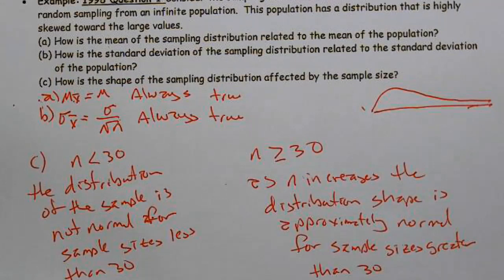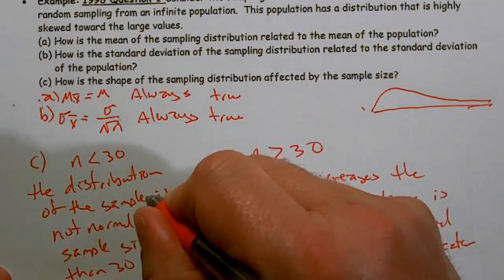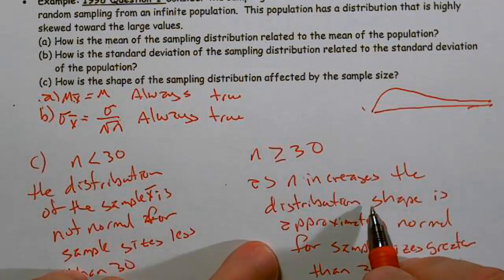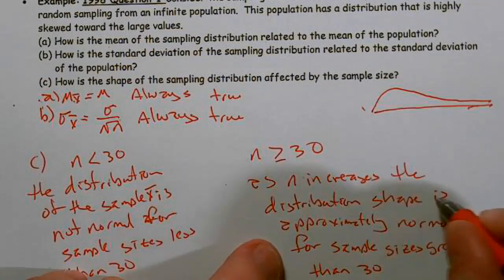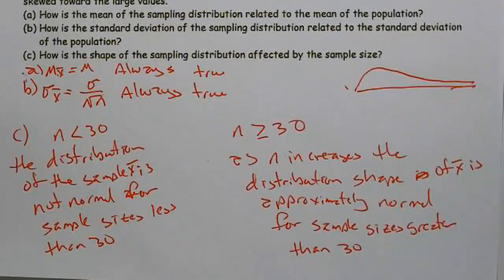And then as n increases, the distribution shape of X bars is approximately normal. And make sure you talk about the means. The distribution of the sample means is approximately normal for sample sizes greater than 30.